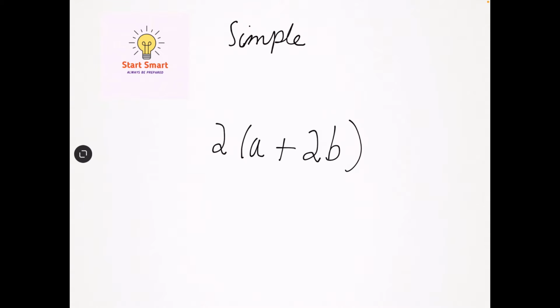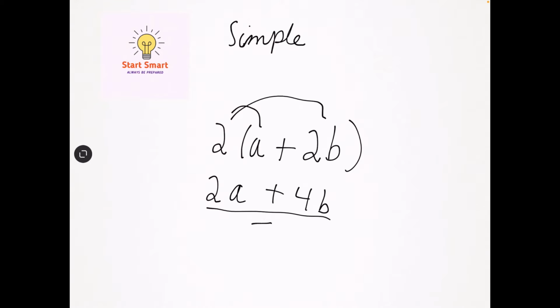Now in order to work this out, we would first need to multiply a with 2, because if a number is outside a bracket, it basically means that we need to multiply it. And we need to multiply 2 with a, so we get 2a. Now we need to multiply 2 with 2b, which is 4b. Now all we need to do is add up the products together, so we get 2a plus 4b as our final answer.